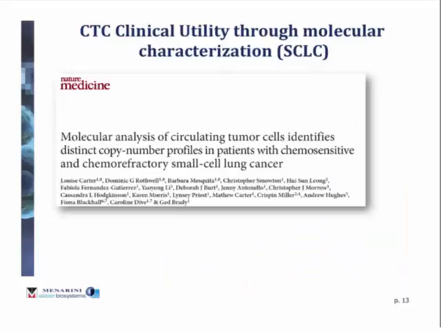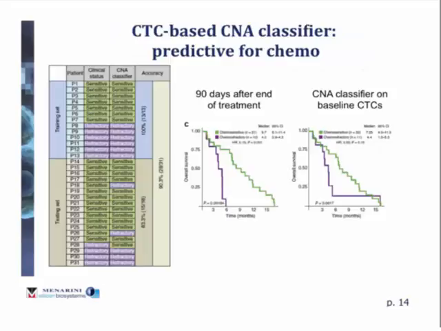So, and this is really a change of paradigm, and really is starting to bring very important fruits, because with this workflow, this is the header of a recent publication in Nature Medicine, whereby a group in Manchester, the group of Caroline Dive and Fiona Blackhall in Manchester, showed that by analyzing the copy number profiles of CTCs in small cell lung cancer, they were able to discover a signature which is able to predict whether a patient is chemosensitive or chemorefractory. And indeed, this was done with a really very high accuracy.